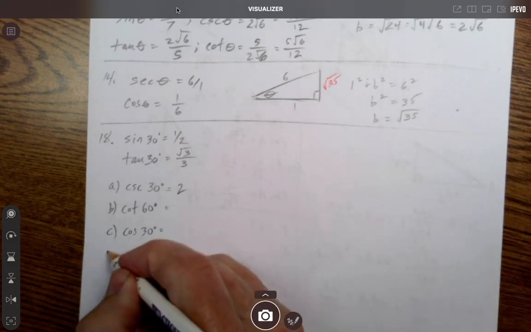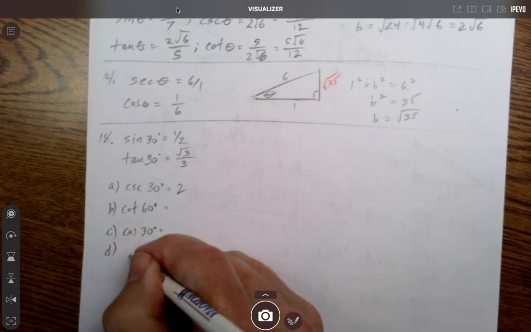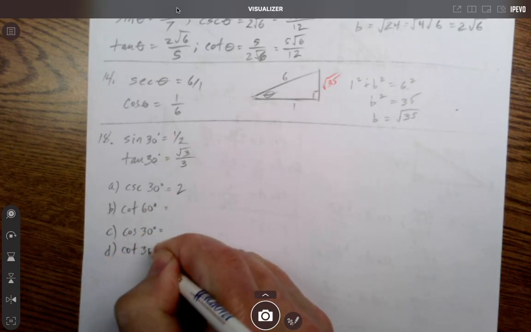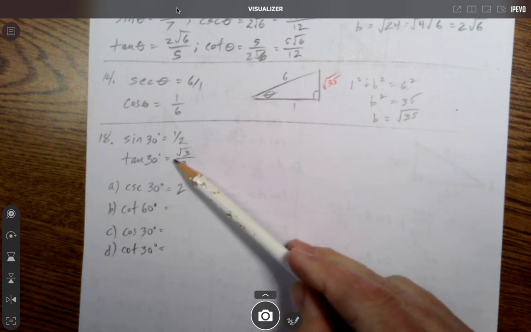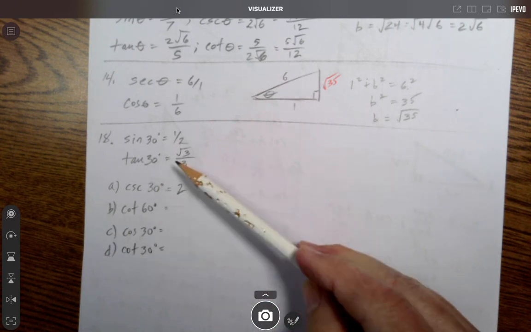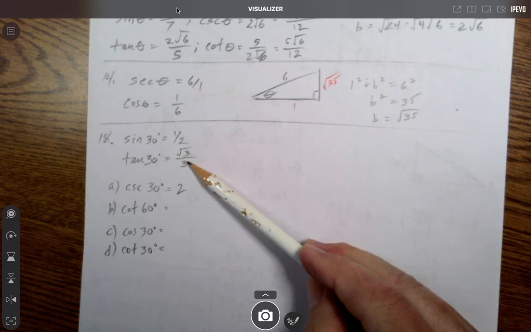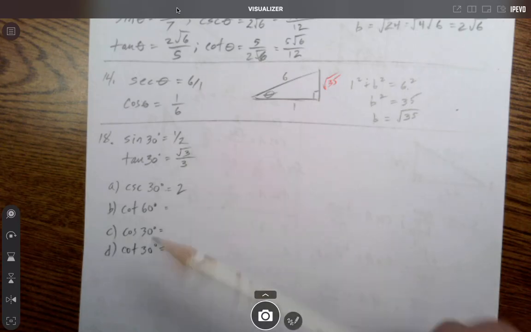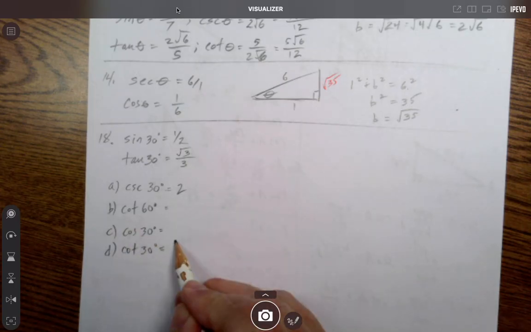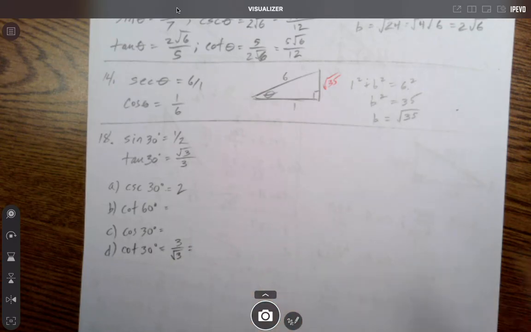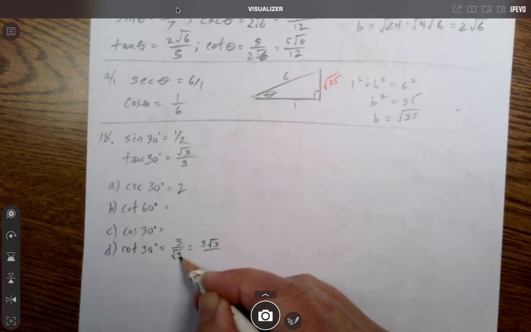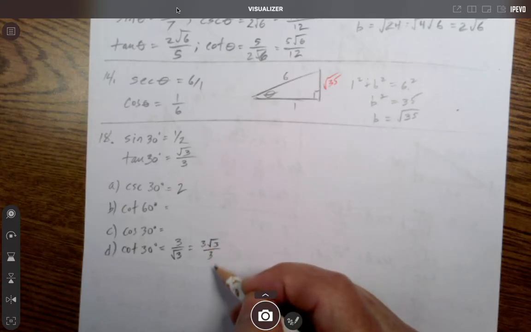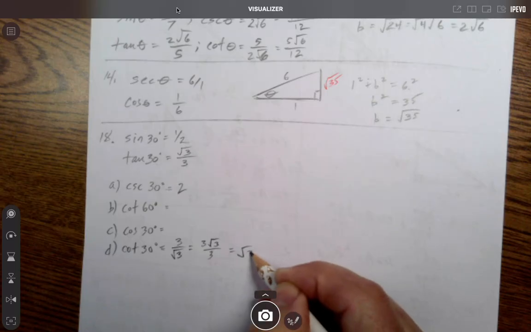And finally, D, cotangent of 30. Now that I can do easy peasy because I know the tangent of 30, right? So the tangent of 30 is that, then I just flip it over to get that. So that's going to be 3 over the square root of 3, but you got to multiply top and bottom by the square root of 3, so that's 3 square root of 3 over 3. The 3's cancel, you get the square root of 3. All right.